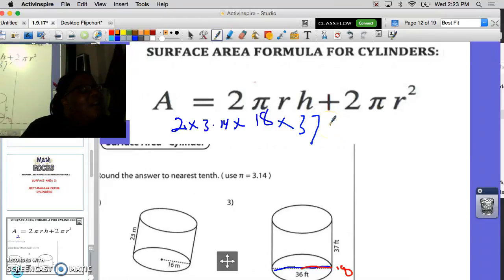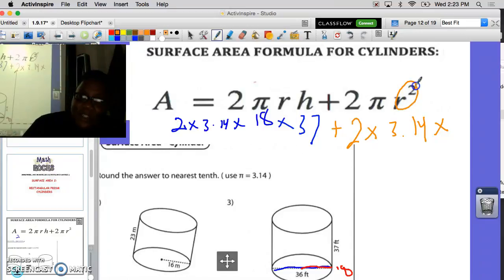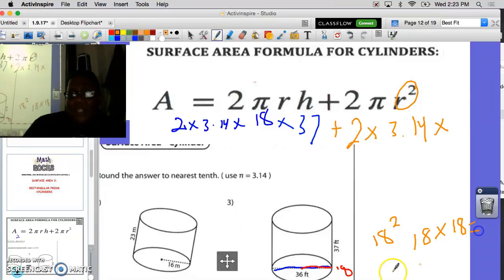Now, I'm going to add it to this half, which is 2 times pi times, all right, now radius squared. We know the radius is 18. Radius squared is not 18 times 2. It is 18 times 18, which is 324.